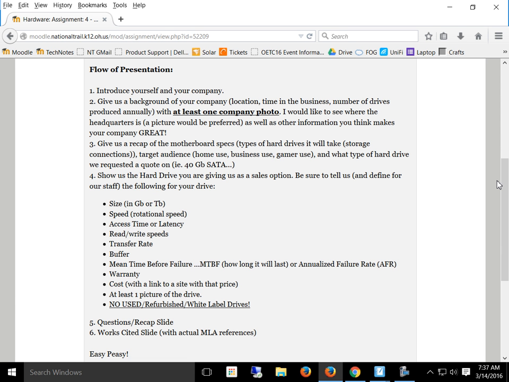In the case of a traditional spinning drive, what kind of buffer it has. If it has a mean time before failure, or an MTBF, which I talked about last time and showed you one that had an MTBF, or some of them have an annualized failure rate, you should be able to tell us what those are and explain the differences between those two terms. There are some other terms for solid state that aren't on here that I need to add to this one in particular.